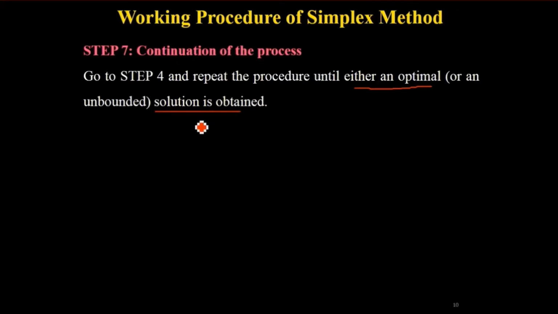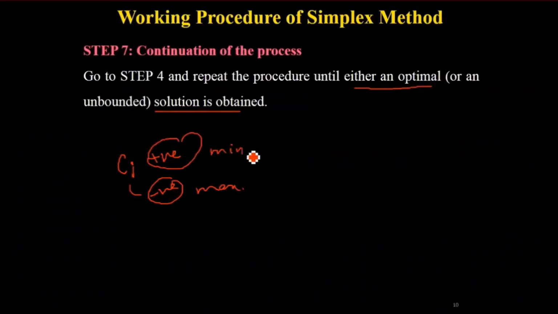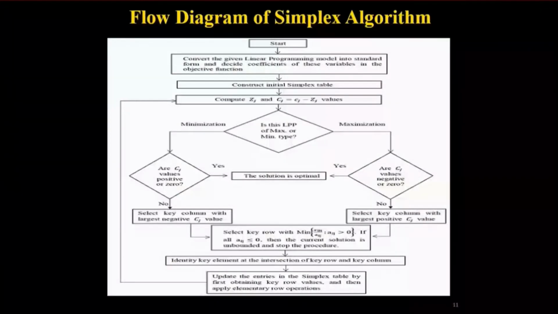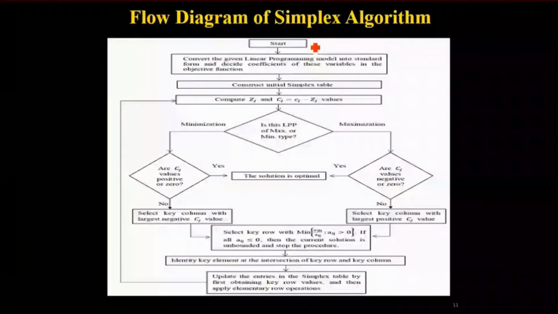So we will stop when all the Cj values are negative for a maximization problem and positive for a minimization problem. We will see that through the diagram, it will be more clear. Now first we have to start the process.